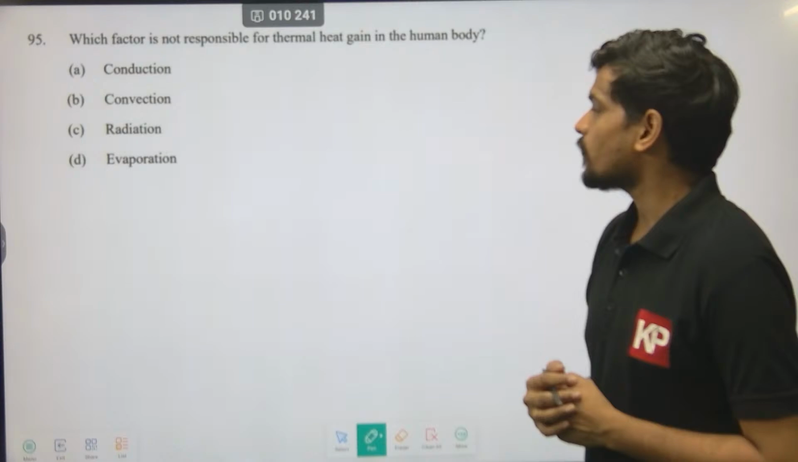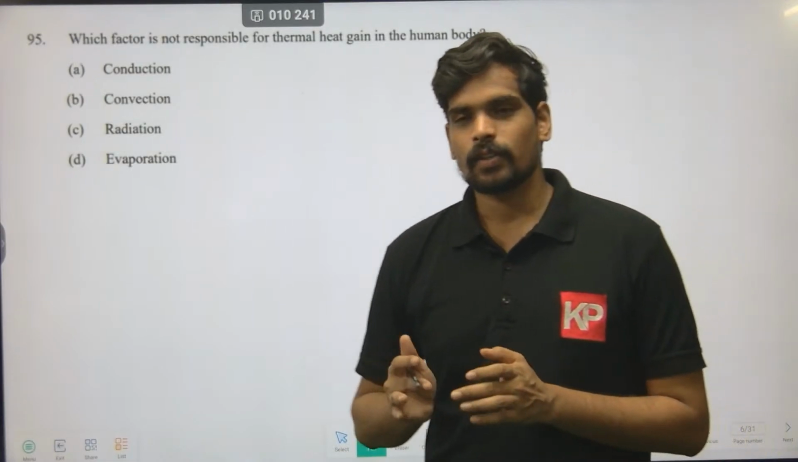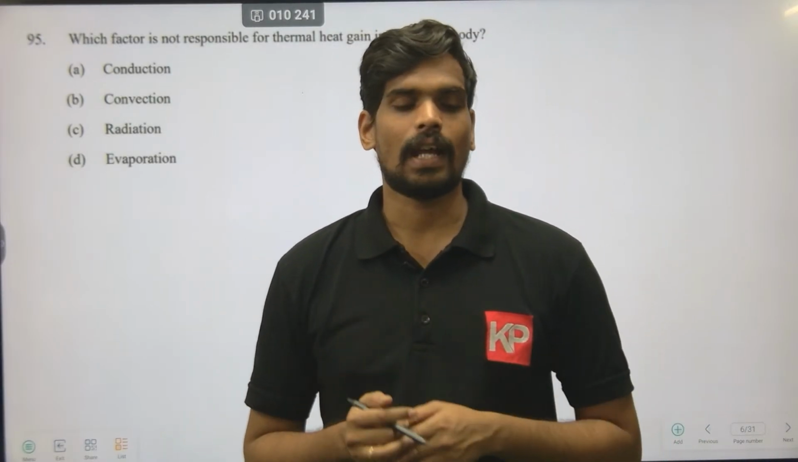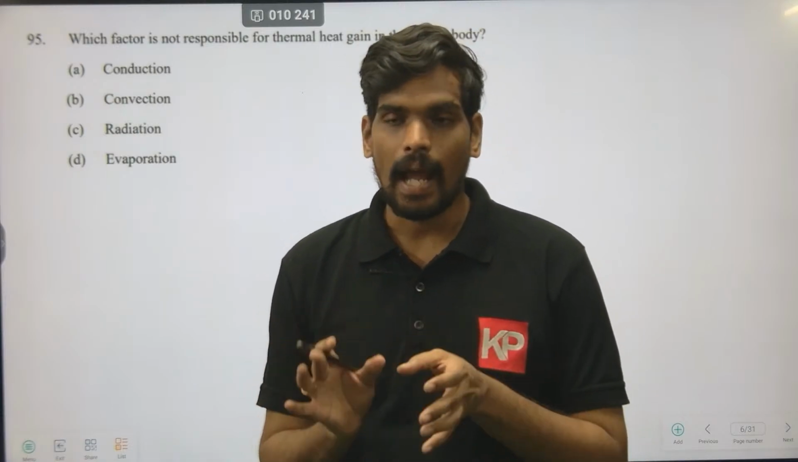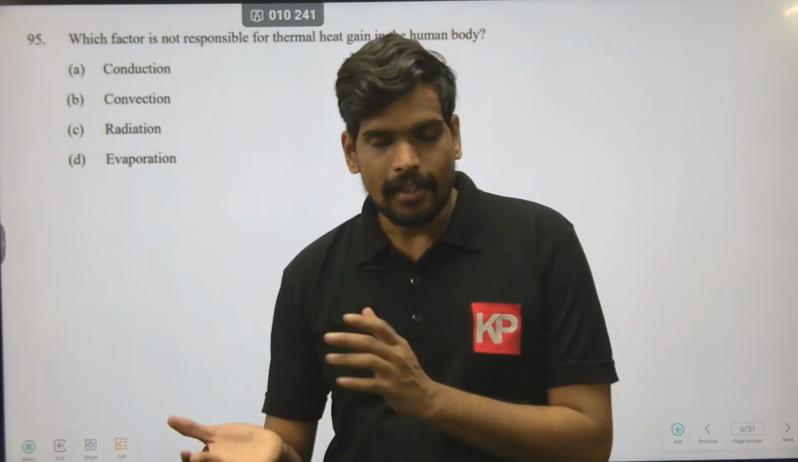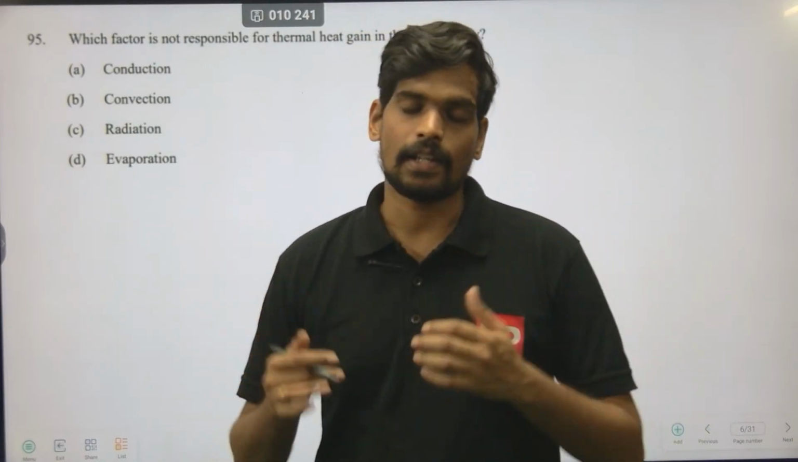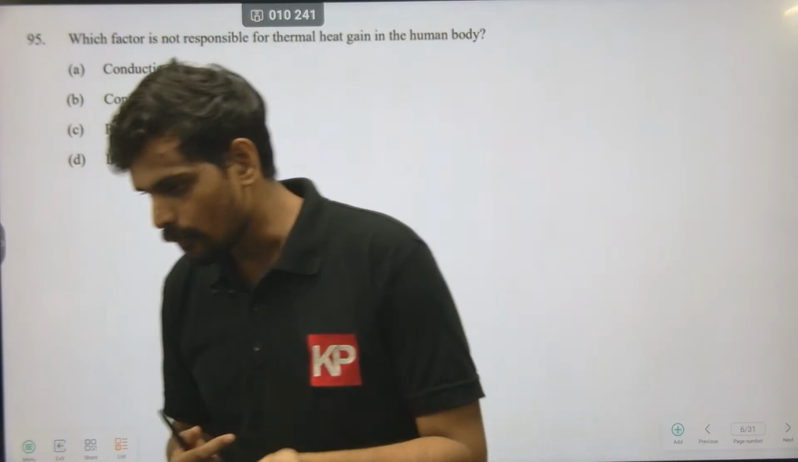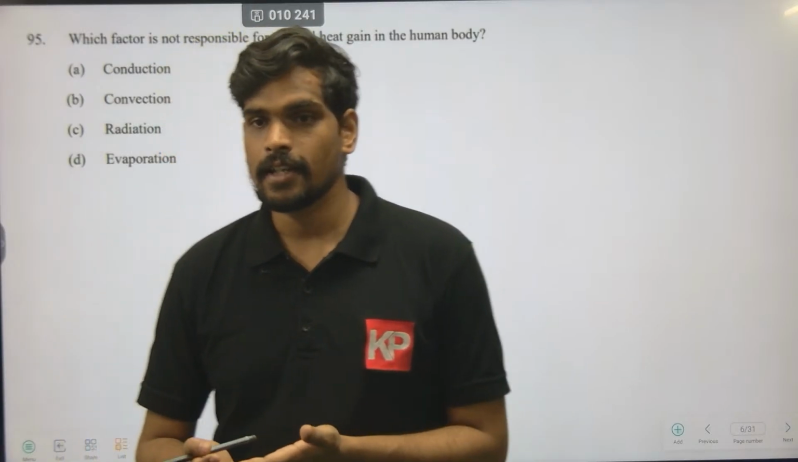Next question. Which factor is not responsible for thermal heat gain in human body? So they're asking through which component heat gain in human body does not happen. When heat enters into body, not only human body, whenever heat gain happens into any object, it's basically due to heat transfer. For heat gain to happen into a body, you should have heat transfer, and there are only 3 types of heat transfer. I hope you all might have studied from your childhood. There are 3 types of heat transfer: conduction, convection, and radiation.